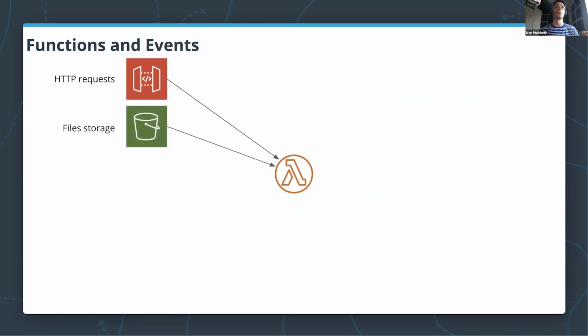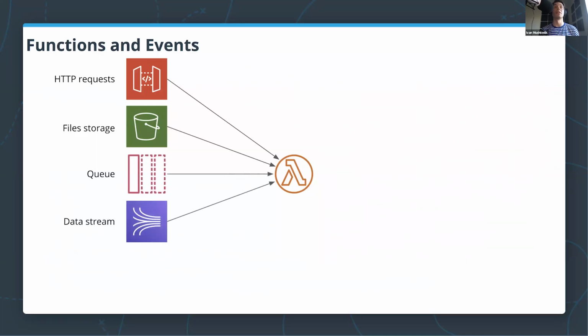We can also be notified when a file is uploaded to a file storage and react to this using a Lambda function. We can configure our Lambda function to process messages in data streams and queues. And we can configure a Lambda function to process voice commands using services like Alexa, which is a voice recognition service from Amazon.